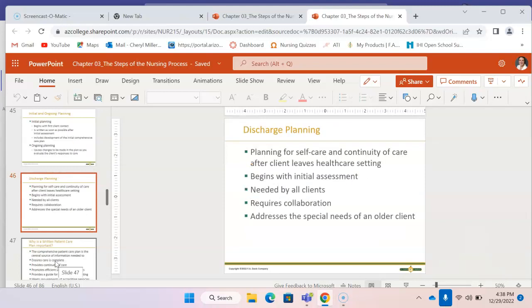Discharge planning, we're actually starting that at admission when appropriate, but discharge planning causes a lot of people to have to collaborate. So you want everybody available, everybody's talking to each other, and there's a continuity of care and self-care that we have to think about. When they go home, how are they going to take care of themselves? So you identify those things upon initial assessment. I think he needs a crutch or a cane or a walker or a wheelchair. Those are initial assessments, and then needed by all clients, requires collaboration, and then addresses the special need of an older client.